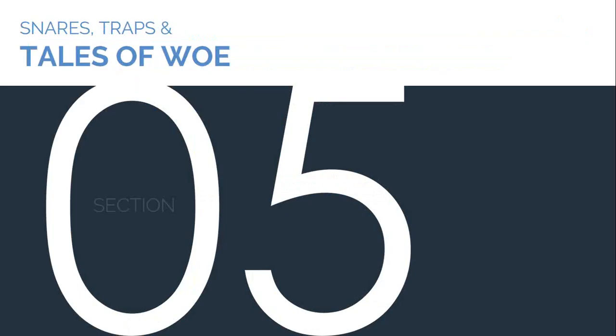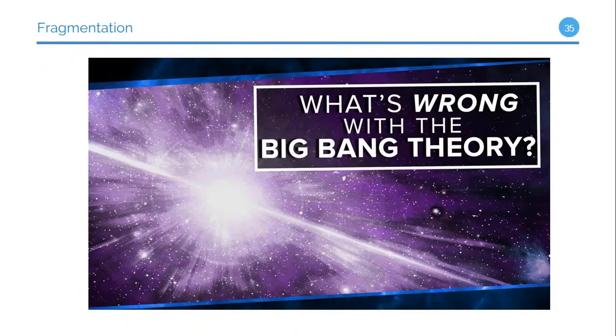So snares, traps, and tales of woe. Here we get into the notion of things that people do that turn out to be horribly wrong for the right reason, for the right thinking and the wrong reaction. So fragmentation. More and more we see people saying, don't start small with a change, just get everybody to do it at the same time.